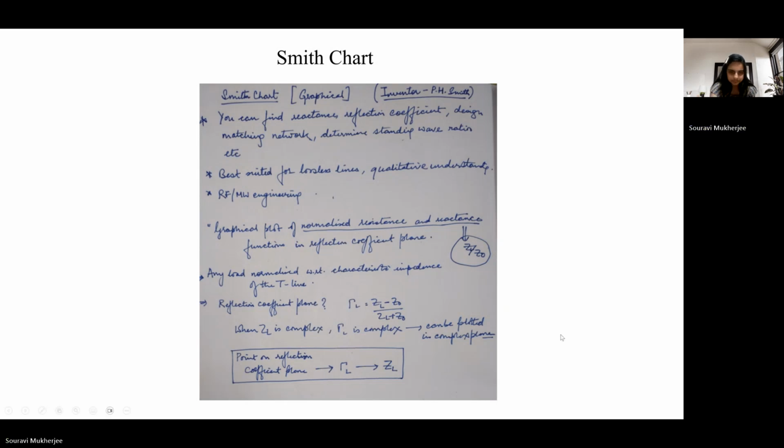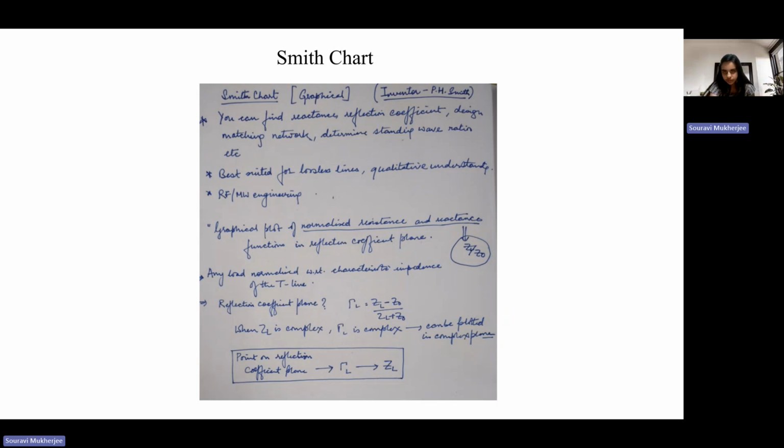If your Z naught, the characteristic impedance, is known, then for different ZL, you have different reflection coefficients, right? So any point on the reflection coefficient plane will correspond to some reflection coefficient value, and that will be associated with some load impedance.